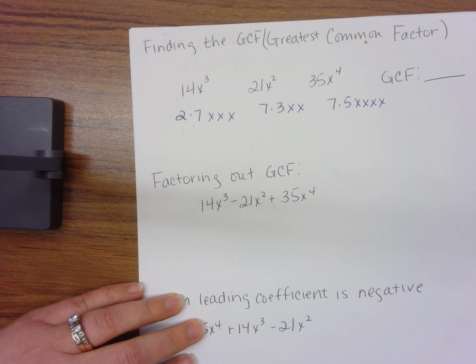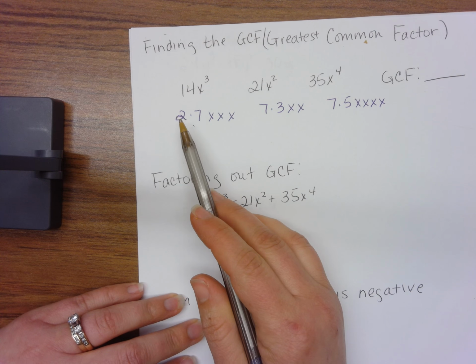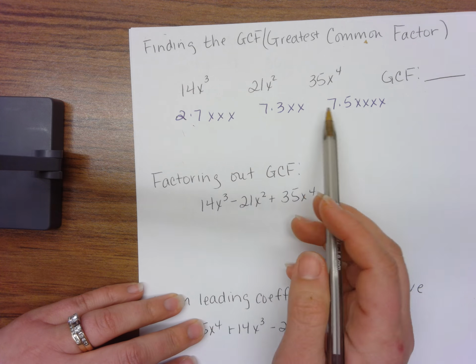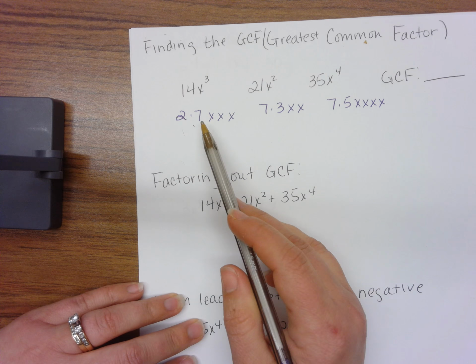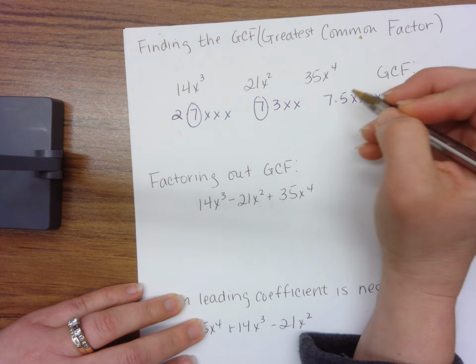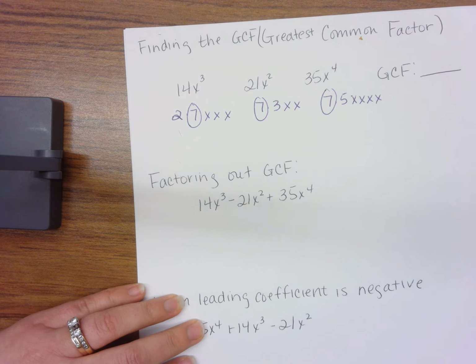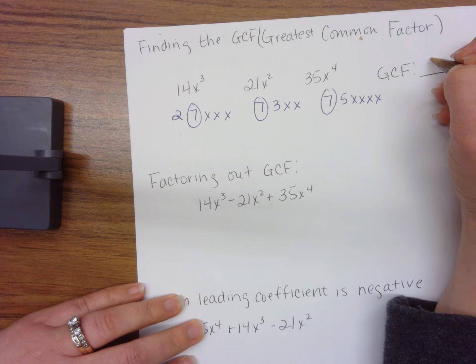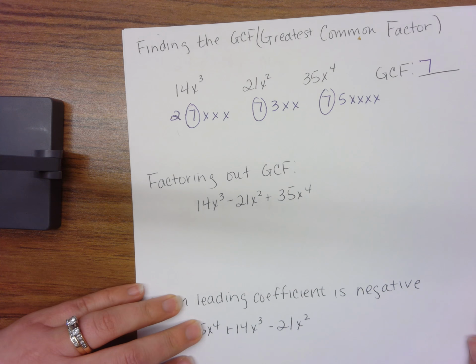So I can find my greatest common factor as finding the number that's common to all. So if I start over here, 2 is only in the 14. There's no 2's in the others. And then I look at the 7. Yep, there's a 7 here, there's a 7 here, and there's a 7 here. So it's in all three. So my greatest common factor here includes a 7.